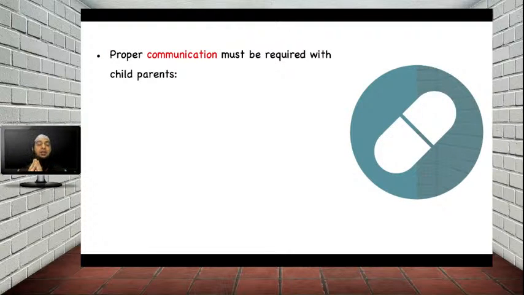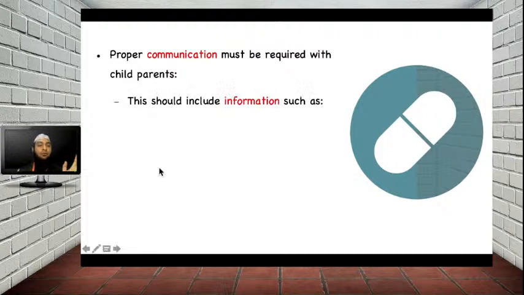In addition to this, as a pharmacist, proper communication with the parent is very important, because whatever instruction you give to the child, the child will not remember it, because the child is not in a position to comprehend your information. So in such a case, counseling of the child's parents is very important. Now, what type of counseling is needed and what information must be provided to the parents, let's see that.